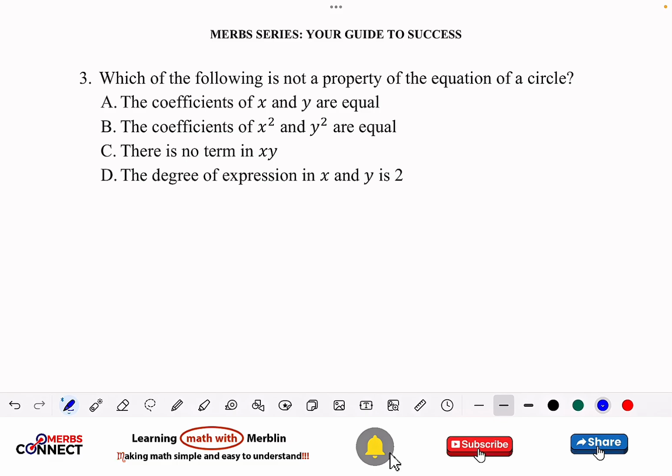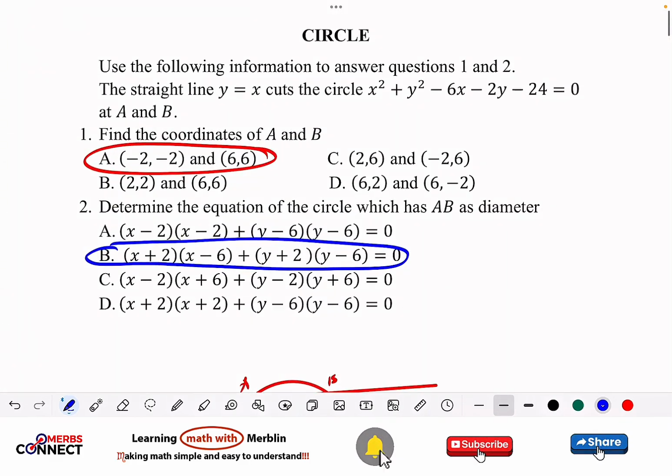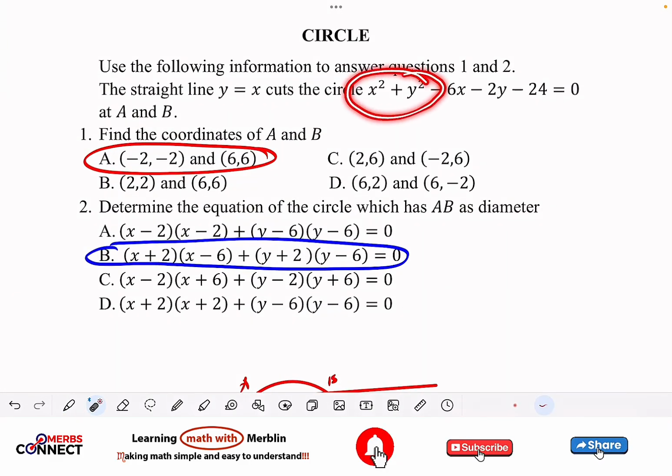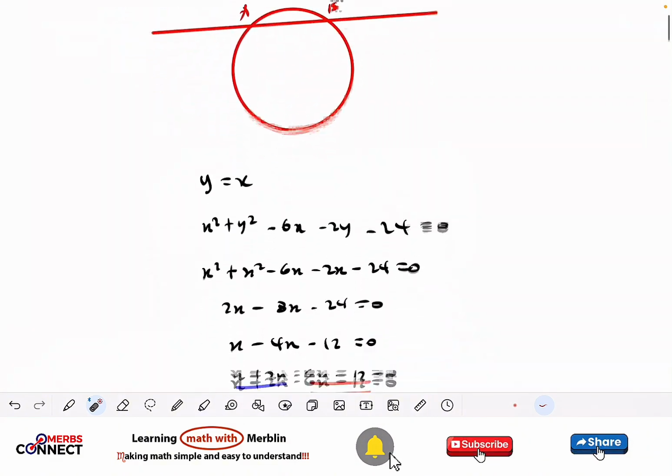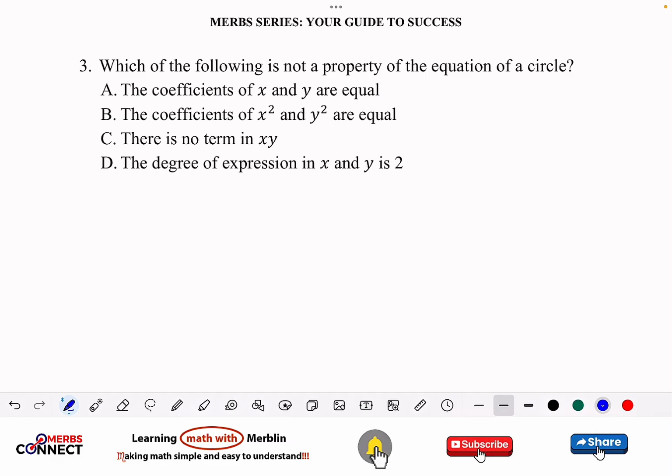Which of the following is not a property of the equation of the circle? So you see that we had the equation of the circle right here, so we can even compare. In the equation of a circle, the x and the y terms always have a degree of 2. So we see that this is true.